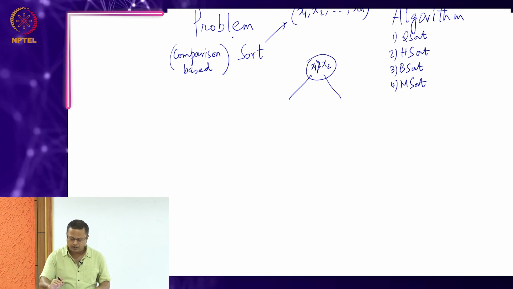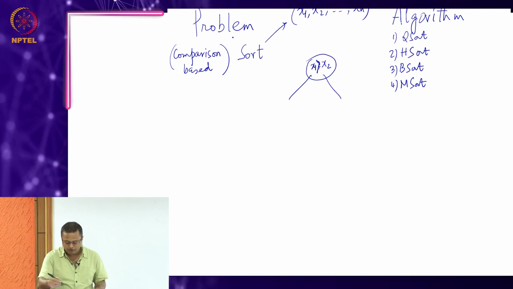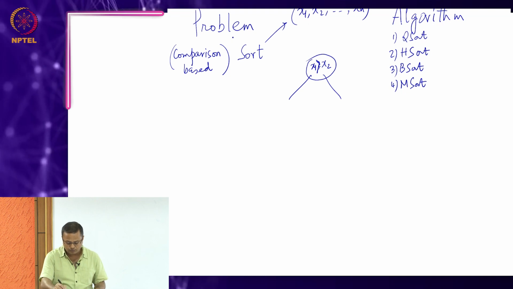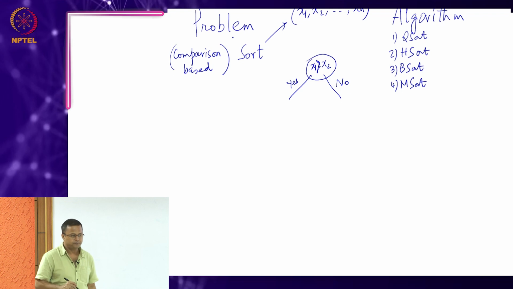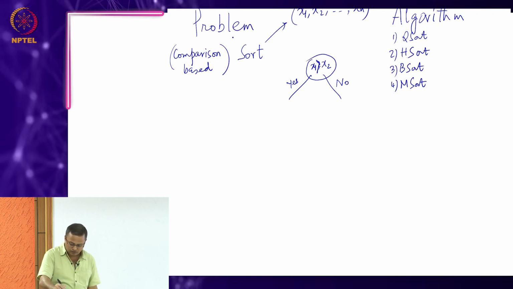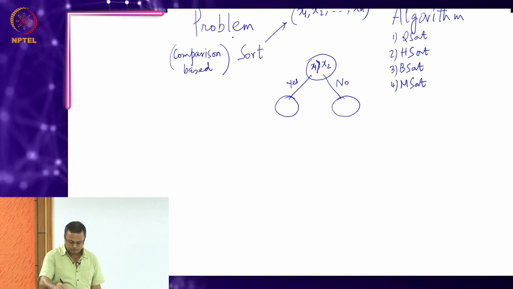To make our life simpler, let us think of these numbers to be distinct. So, I first check whether x1 is greater than x2. If yes, I do something, if no, I do something. Again at a stage I compare two numbers, I keep doing.